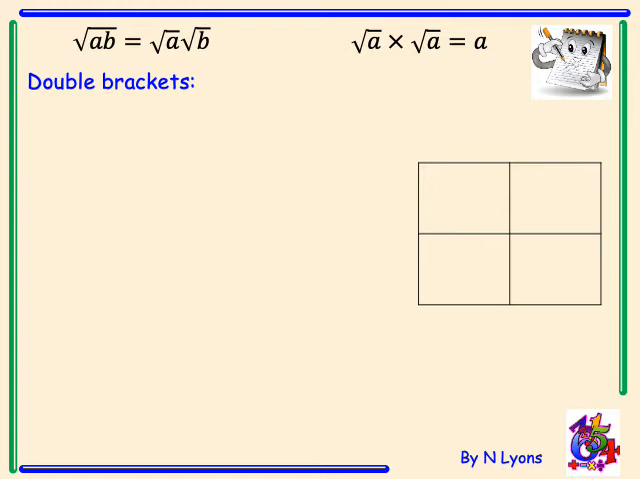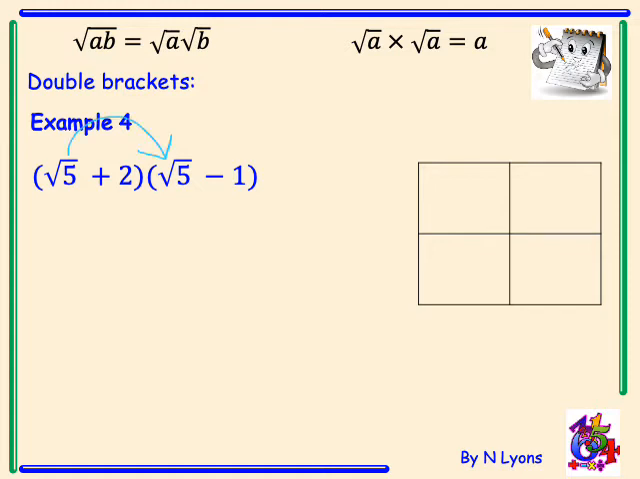Now let's look at an example with double brackets. So example 4, root 5 plus 2 multiplied by root 5 minus 1. Now there's a lot of different strategies for expanding brackets. I'm going to look at both Crab's Claws and also the box or grid method. So let's look at Crab's Claws first of all.